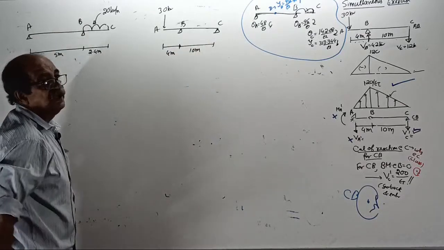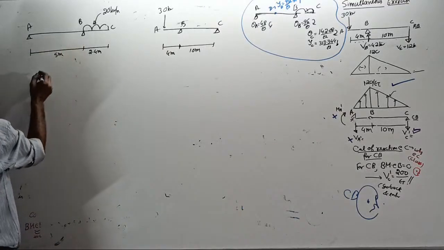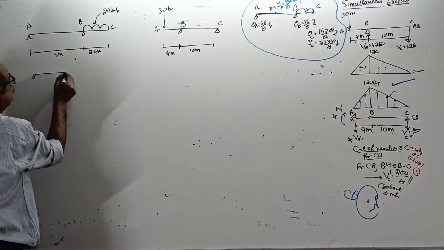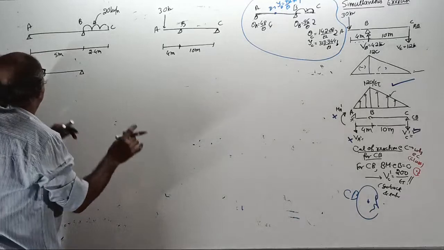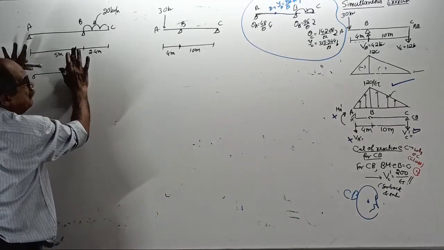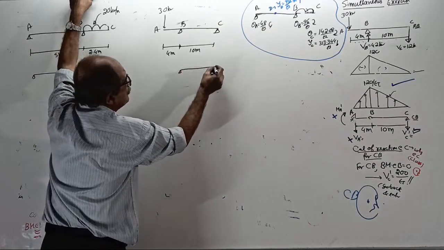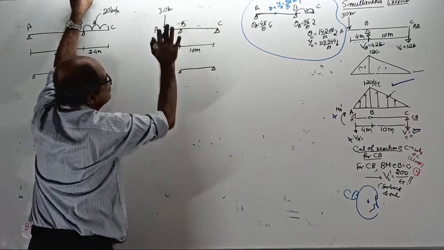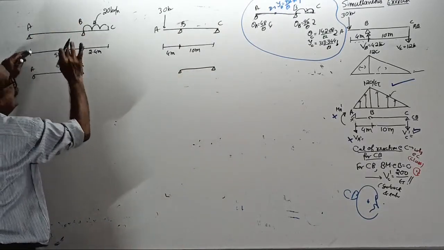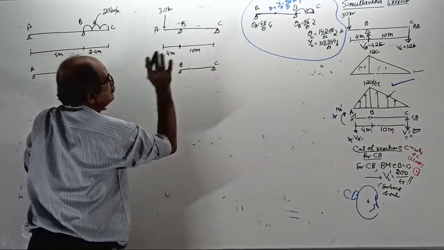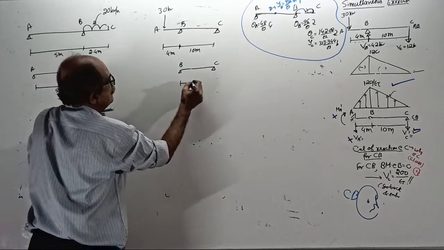Do one thing. First what you do is, you only consider the member between supports. That's all. What all I am telling you should write now. Consider only the member between supports. Here also, consider only the member between supports. Nothing else. Don't see the overhang. Okay. Here consider only what? AB. Here consider what? Only BC. This length is 5 meter. This length is 10 meter.